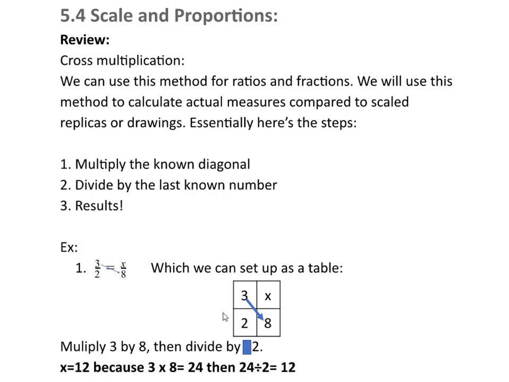3 and 8 were on our diagonal, and we knew both in this diagonal. If it was the other way, we would multiply the other two numbers, but it's not, so we multiply 3 by 8, and then 2 is the leftover known number, so we divide by 2. Multiply the diagonal, divide by the last known number. That's all there is to it. Next example.